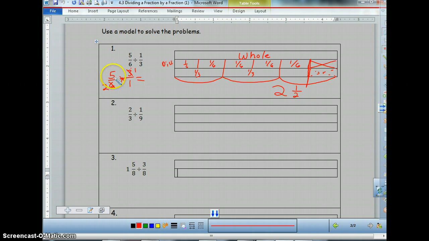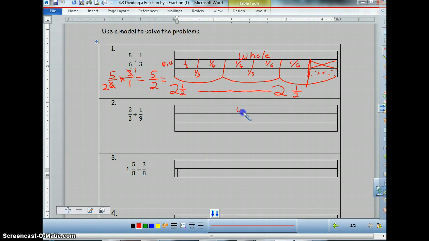Now we multiply it up. 5 times 1 is 5, and 2 times 1 is 2. So now we reduce it one step further. How many 2's are in 5? We have 2. 2 times 2 is 4, and that leaves 1 out of 2 left over. And we find that our answers match. Wonderful.